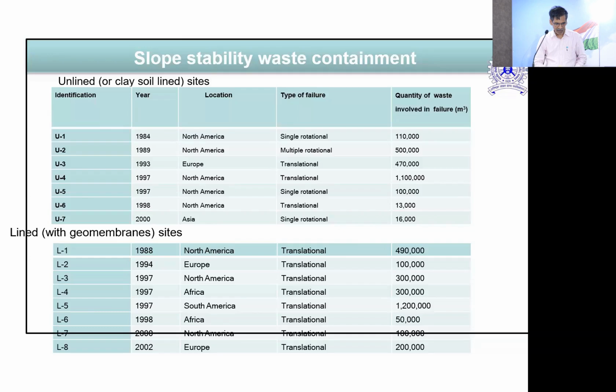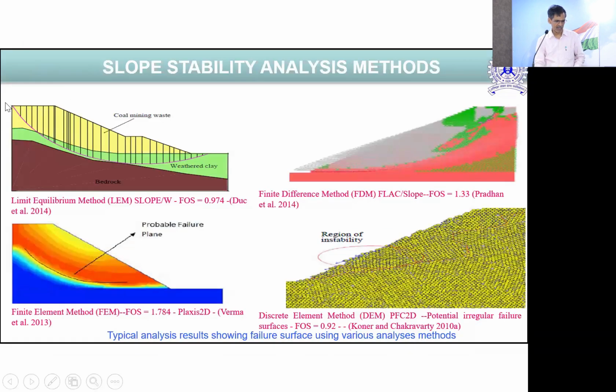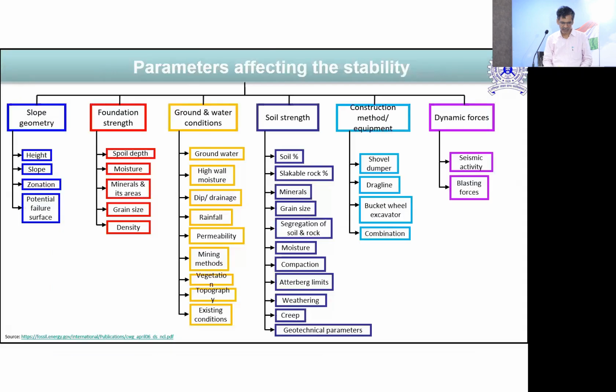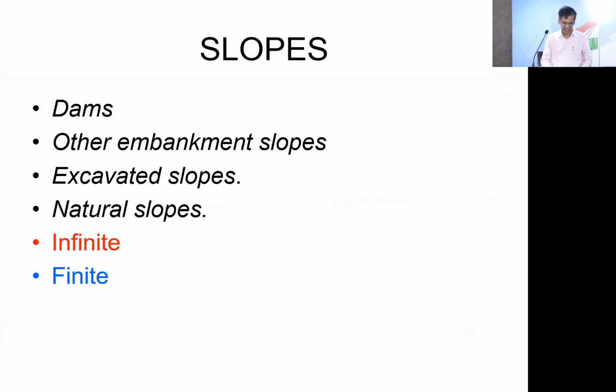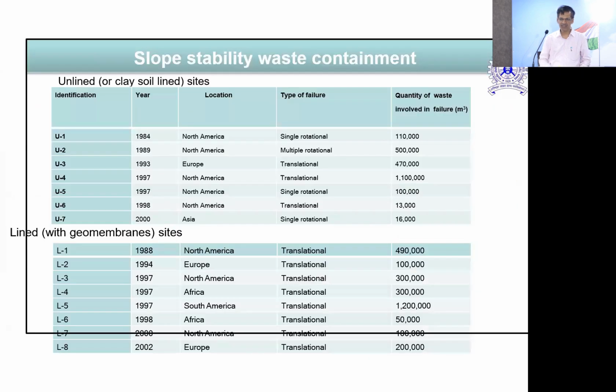Rotational means the slope fails like this, like a slide cutter. Translational, I will show in the diagram, is just like sliding along this line. There is already a predefined line, and it is just sliding along that, because that is the HDP liner you are providing. The HDP liner is there as a separating layer, so only then has it been revealed.